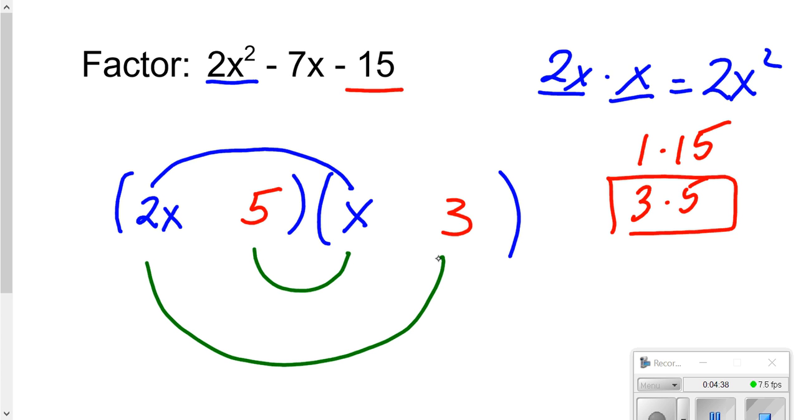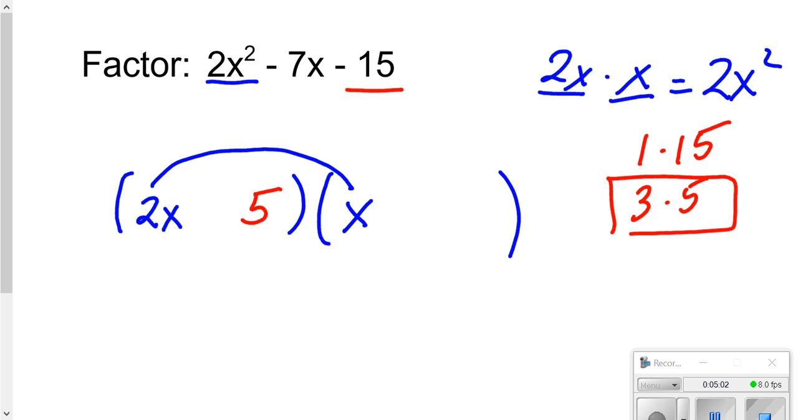Nose and chin. Nose gives me 5 times x. Chin gives me 2 times x times 3. 2 times 3 is 6, and I also have an x. Then I need to ask myself, is there a way to put these two together, depending on pluses or minuses, and get that negative 7x? And there isn't. And so we need to go back to the drawing board, as it were.